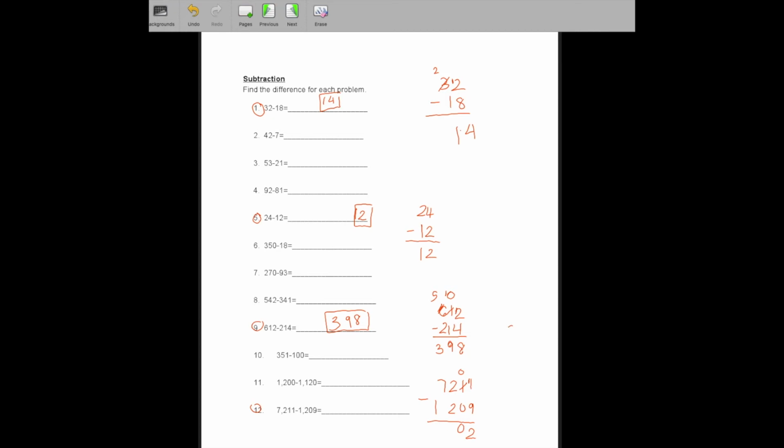If you have any numbers like that that are equal to each other, it just becomes 0, and that's the same with 0. 0 minus 0 is equal to 0. 2 minus 2 again is 0. And 7 minus 1 is 6. So the answer to number 12 is 6,002.